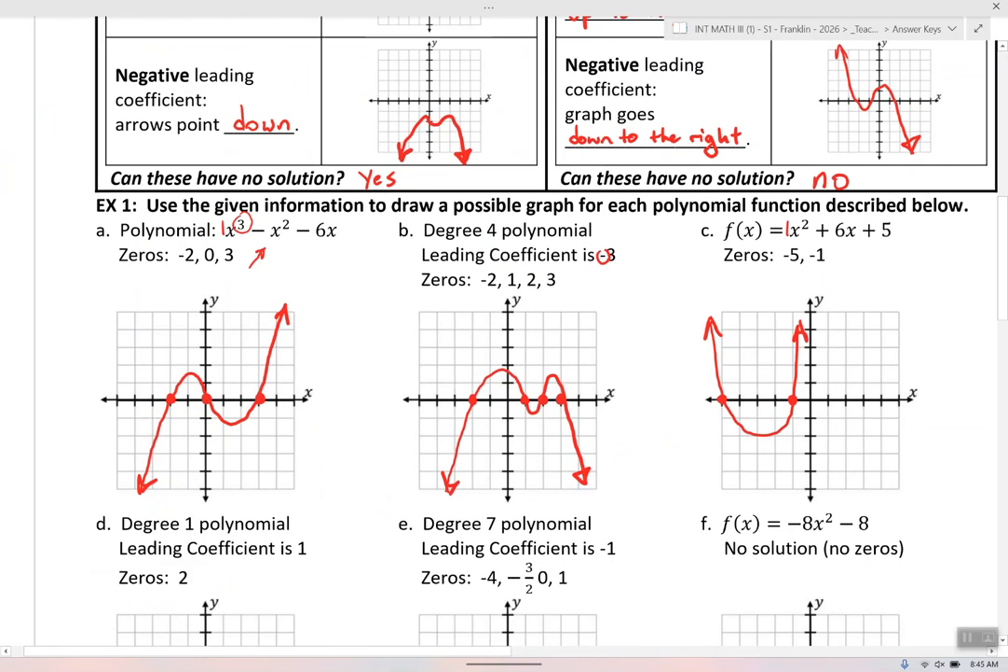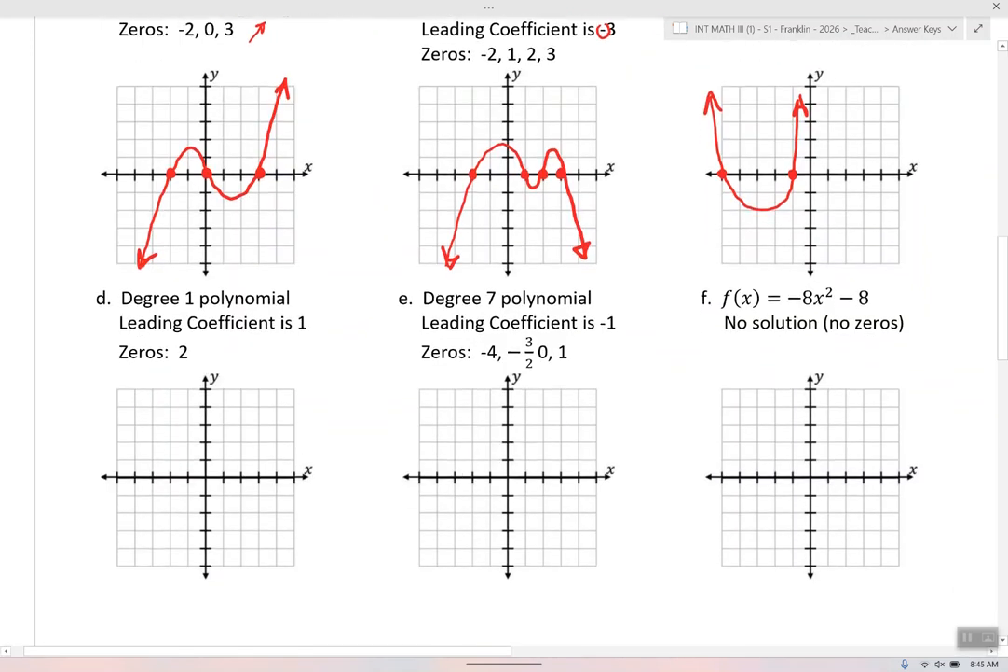So essentially you want to hit all the zeros while still maintaining that end behavior: pointing the same direction for even, opposite direction for odd, pointing the correct direction for positive leading coefficient versus negative leading coefficient. Let's do a few more here.